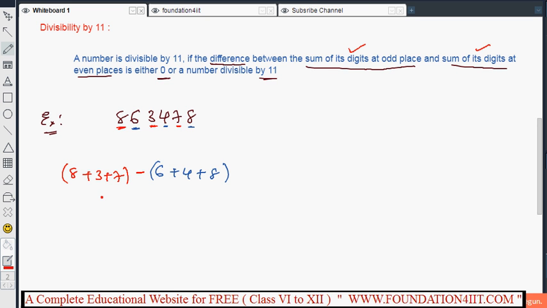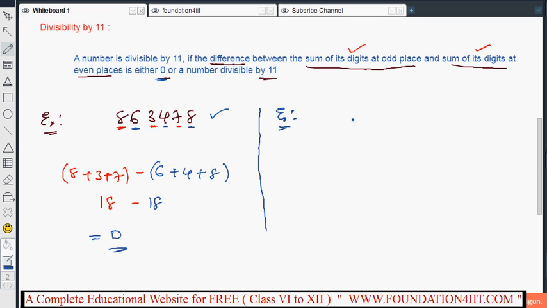Now if you do this addition, this is 18. And the other addition is also 18. So 18 minus 18 is 0. Now either 0 or a number divisible by 11. So this number is divisible by 11.